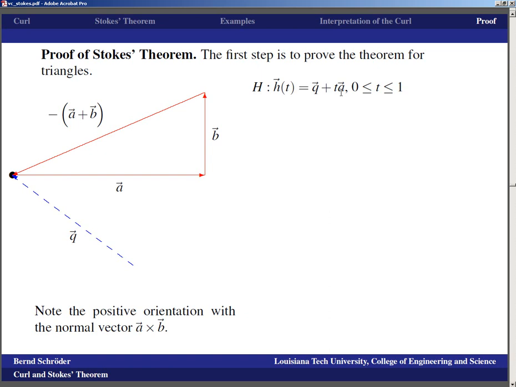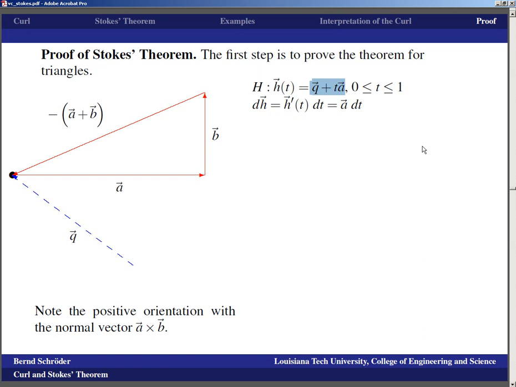Then that also means for the line integral, of course, we need to know what dh is, and dh is h prime of t dt, or dh/dt is h prime of t, which is a times dt, because if I take this and differentiate it with respect to t, I get a dt.